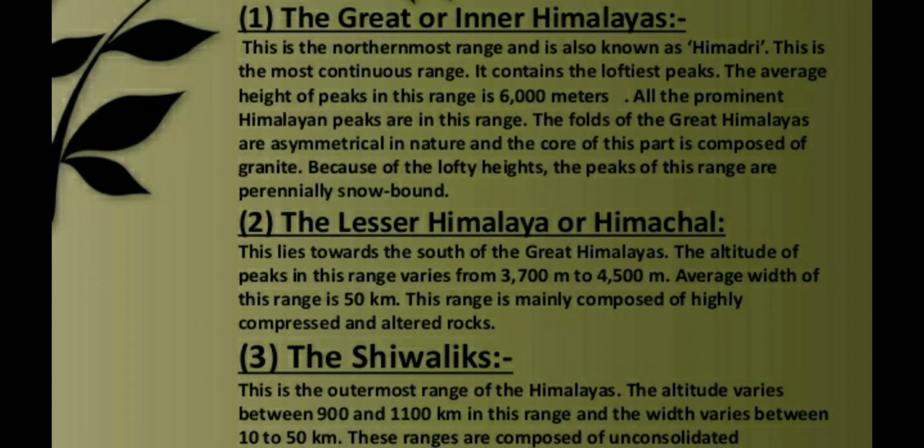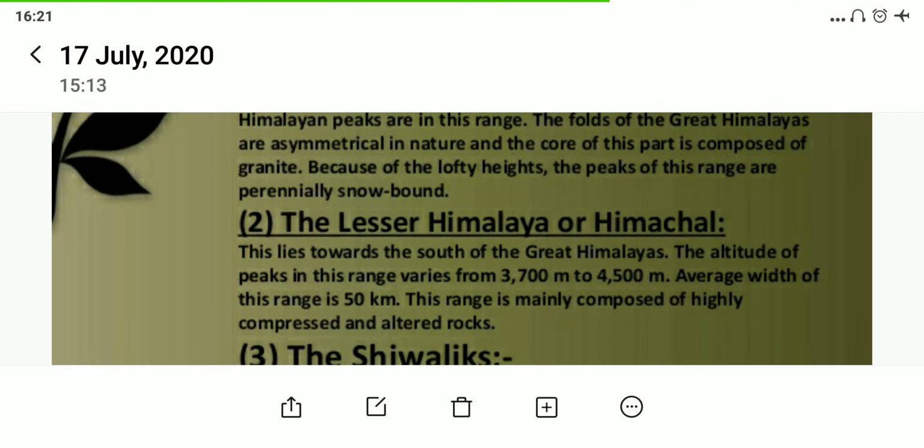This is the northernmost range and is known as Himadri. What is it known as? Himadri. This is the most continuous range, with not much variation. It contains the loftiest, highest peaks. The average height of peaks in this range is 6,000 meters. All the prominent Himalayan peaks are in this range. The folds of the great Himalayas are asymmetrical in nature, not symmetrical. And the core of this part is composed of granite.